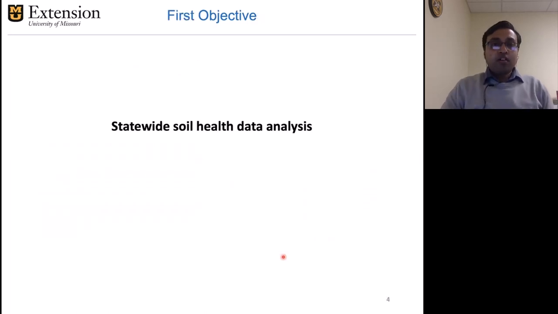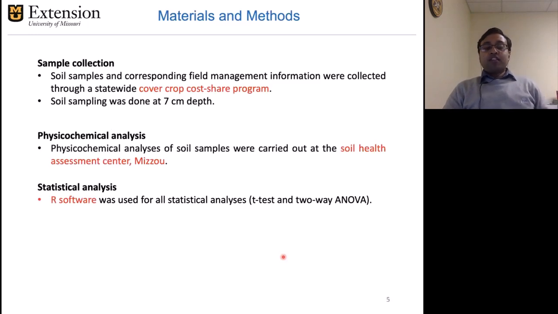So first of all, I'll go through the statewide soil health data analysis. We are collecting soil samples through our cover crop cost share program, at 7 centimeter depth. We are doing physicochemical analysis at our university soil health assessment center. For all kinds of statistical analysis, we are applying our software. Mostly we are doing t-test and two-way ANOVA to get the effects of different parameters.